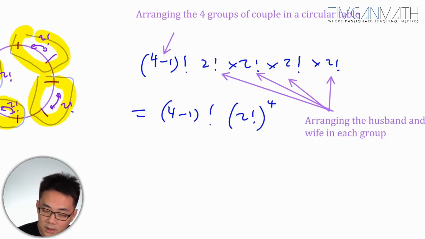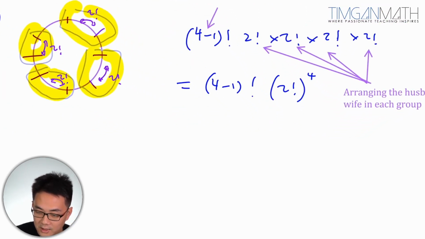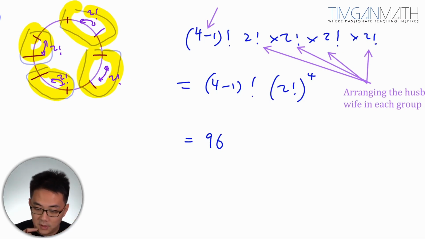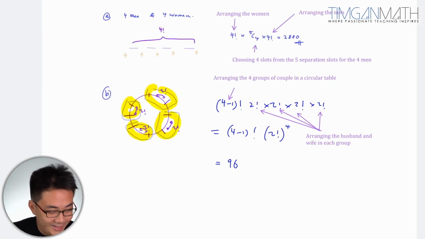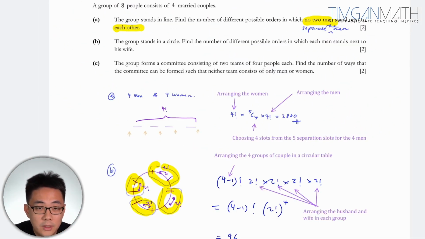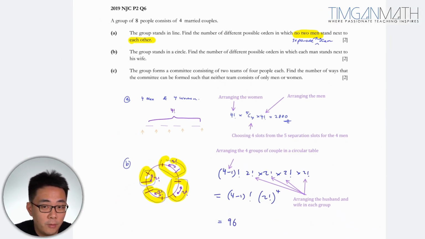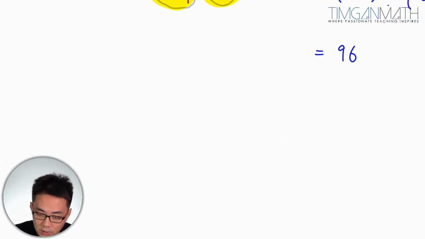So when you key in calculator, this should give you 96, I believe. Let me see. Yeah, 96. Great. Let's look at the last one. So the group forms a committee consisting 2 teams of 4 people each. Find the number of ways that the committee can be formed such that neither team consists of only men or women. Okay, great. So let's try to understand this question.